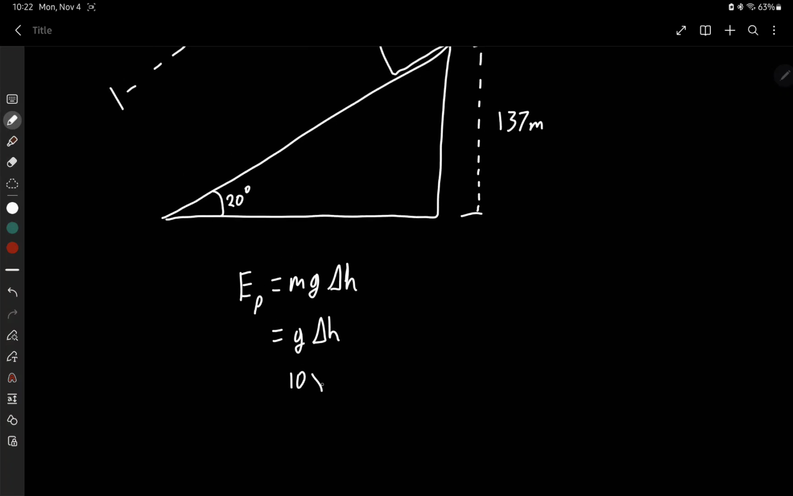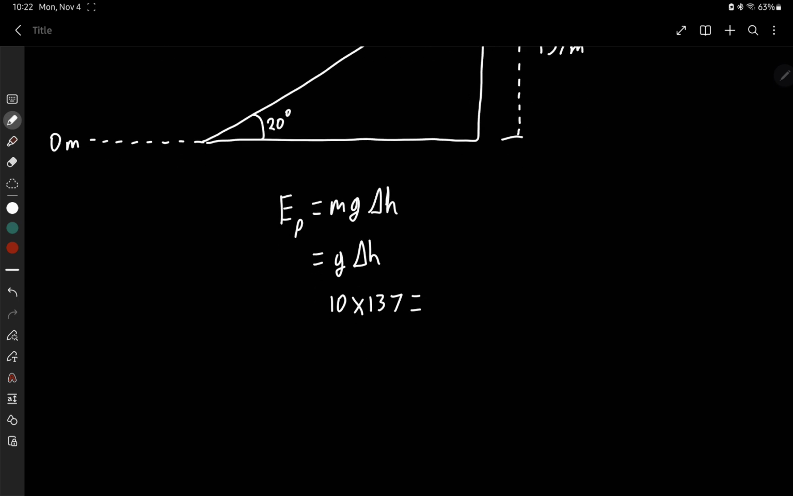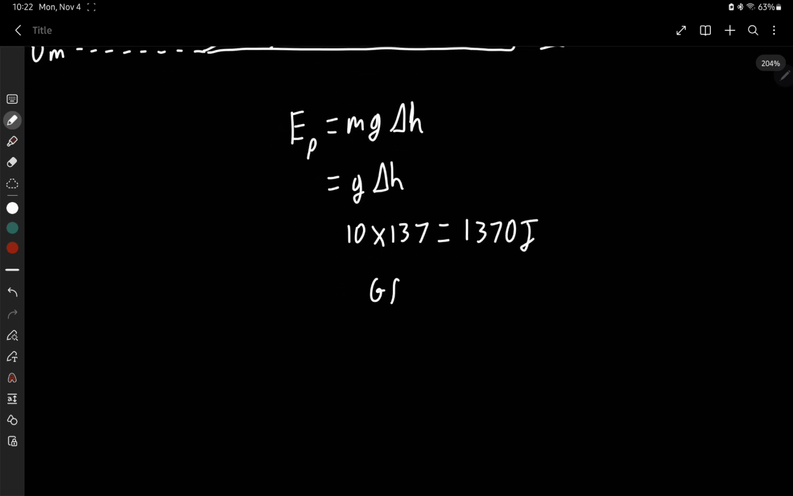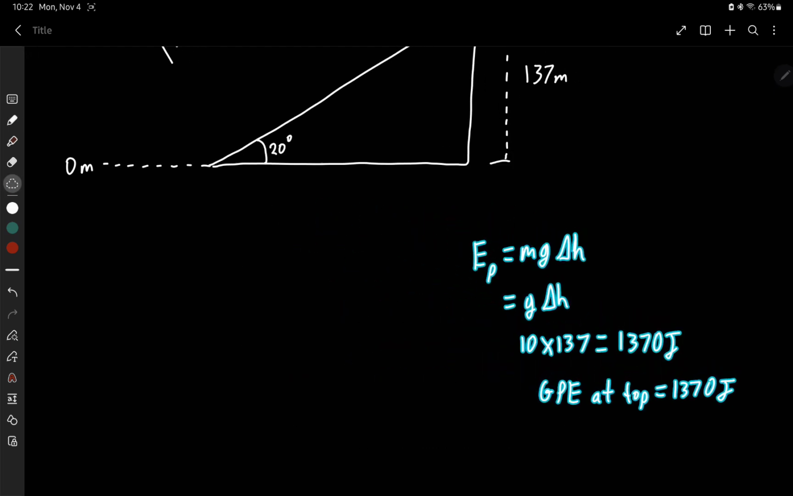The change in height is 137, so we're basically treating the bottom of the slope as 0 meters. So the energy here is just 1,370 joules. We'll call that GPE at top. We'll set that aside because we don't need it for now.